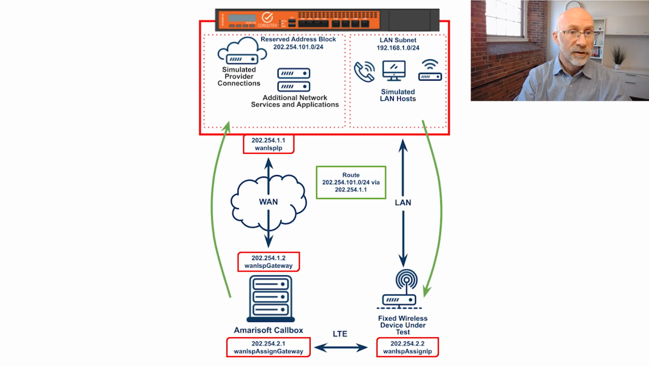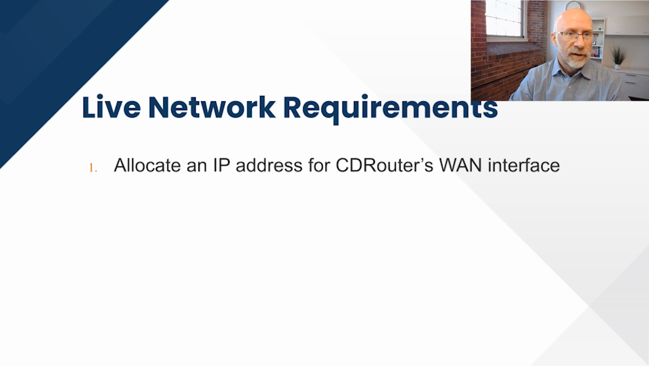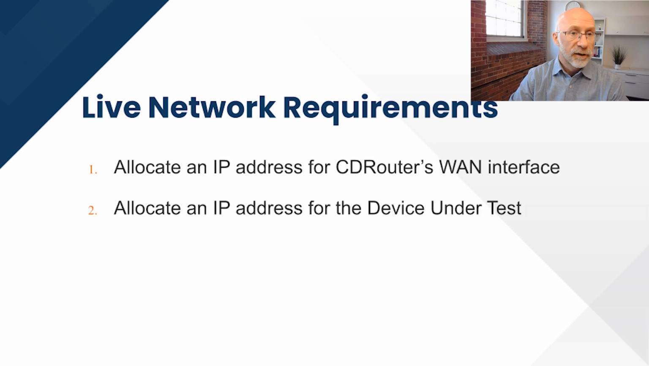Now, if CDRouter is connected to a live network where there's multiple router hops between the Callbox and CDRouter's WAN interface, you're going to need to integrate CDRouter into your live network's address plan and routing plan in order for the traffic to be forwarded properly. So there's a few requirements that go along with this. First, you're going to need to allocate an IP address for CDRouter's WAN interface. This is the connection point to your live network. You're also going to need to allocate an IP address for the device under test that's connected to the Callbox.